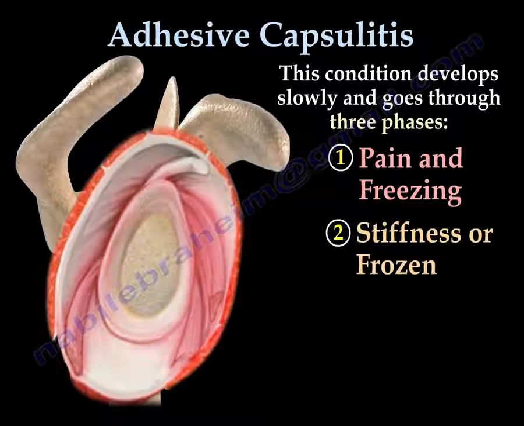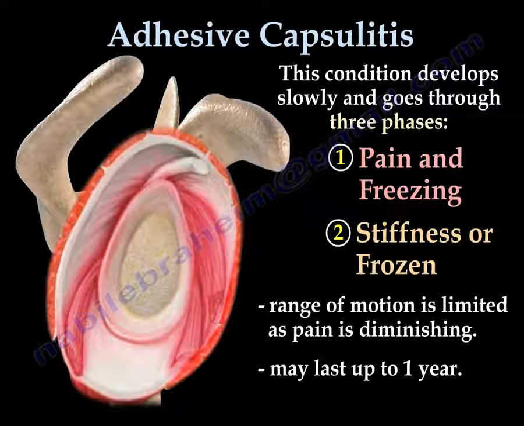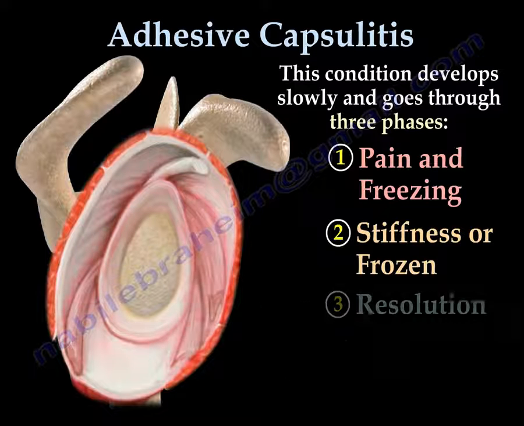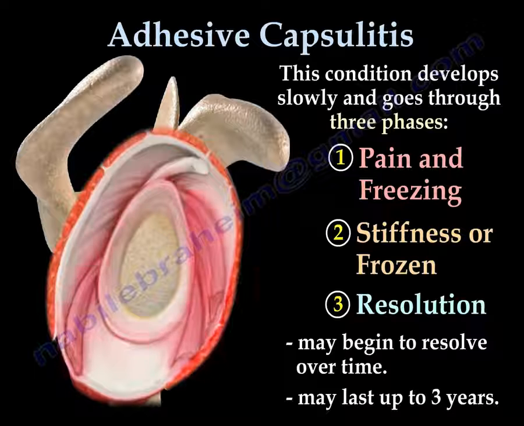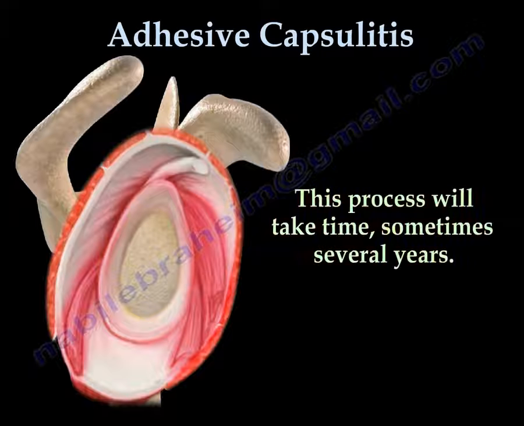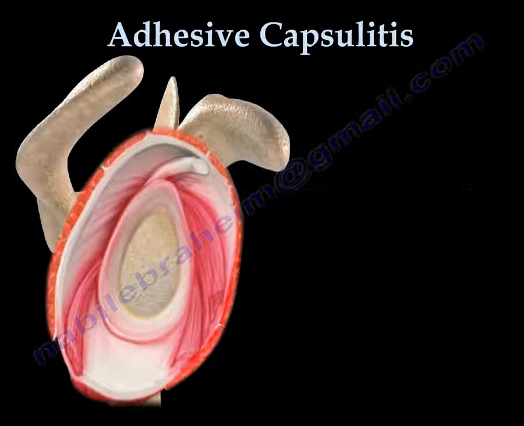Second phase is stiffness or frozen. The range of motion is limited as the pain is diminishing. It may last up to 1 year. The third phase is resolution. It may begin to resolve over time. It may last up to 3 years. This process will take time, sometimes several years.